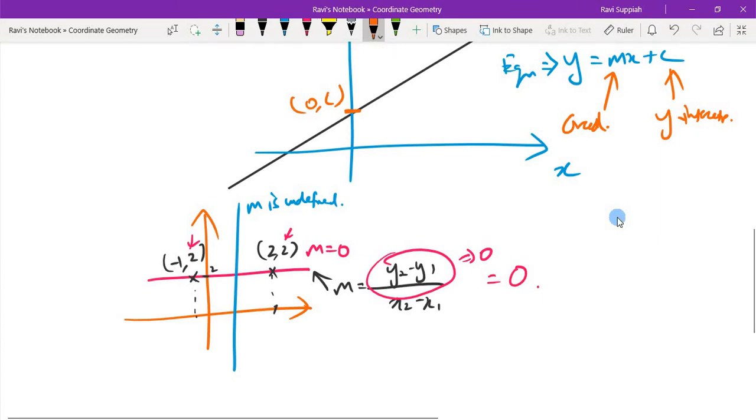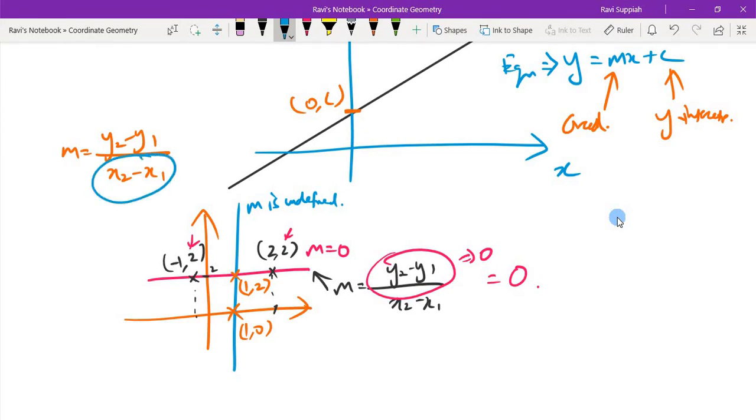Okay, but the same thing for this line here. If I take any point here, for example, if I say this is (1, 0), and if I say that this point here is (1, 2), okay, now what do you see? That in the equation m equals y2 minus y1 over x2 minus x1, what will happen? The x and x are the same, so the denominator will become 0, and anything divided by 0 is undefined. Correct? So that is why the m is undefined for a vertical line, and m is 0 for a horizontal line.